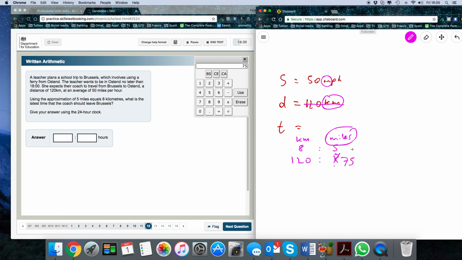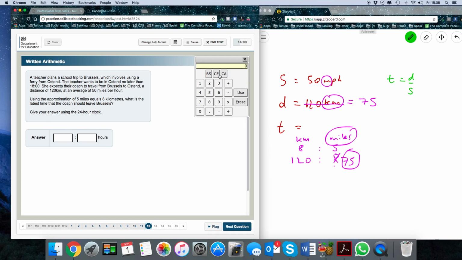Okay, so there's the miles, there's the 75. So up here we put in 75. So the 120 is gone. It's not in the question anymore. Okay, now formula triangle. I'm not going to write all of this out. Formula triangle, you ought to know that time is distance divided by speed. So I'll grab my calculator.